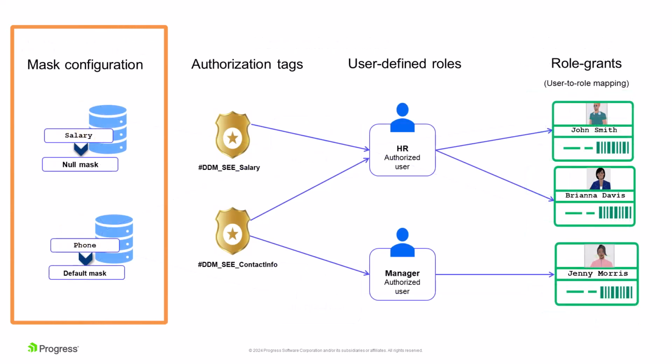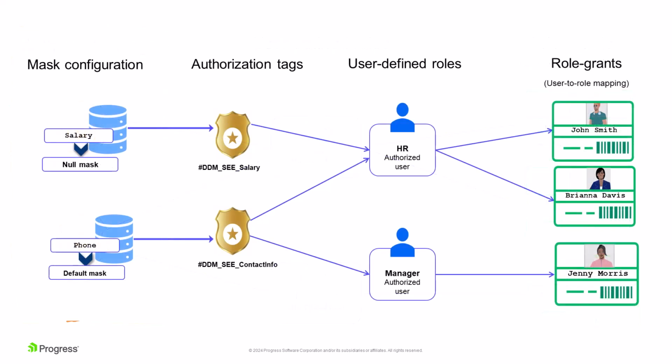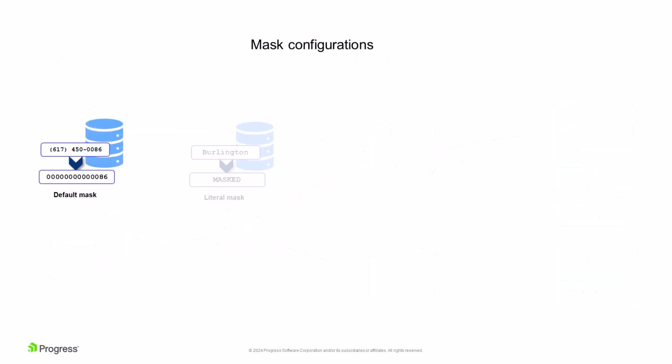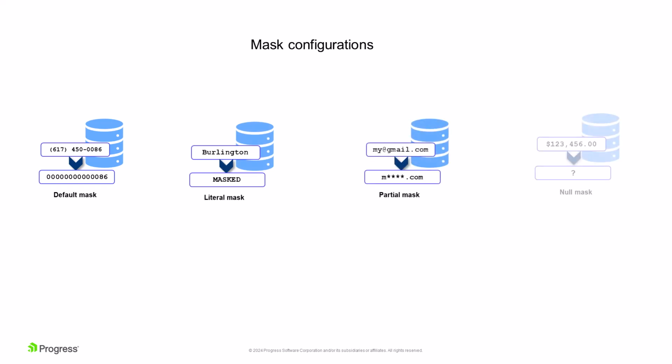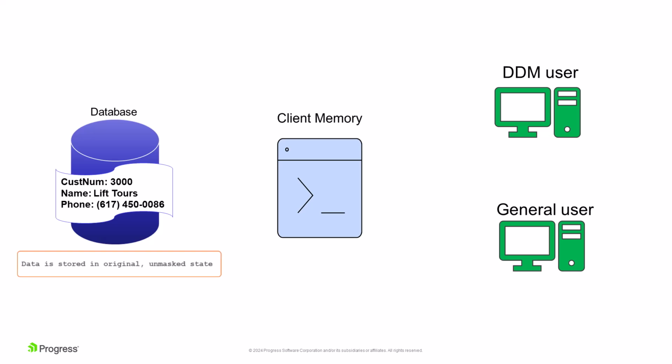The security administrator must also define a mask, which is the format string representation set up against the fields in the table. A mask configuration establishes how to hide the data from unauthorized users. The available mask configurations are default, literal, partial, and null. The database stores the underlying data in its original unmasked state.